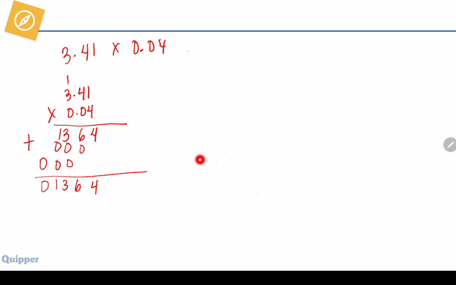Now, saan natin lalagay yung decimal? So again, bilang lang tayo. You have 1, 2, 3, 4. So 1, 2, 3, 4. Doon natin siya ilalagay. Okay, nakuha ba yun?